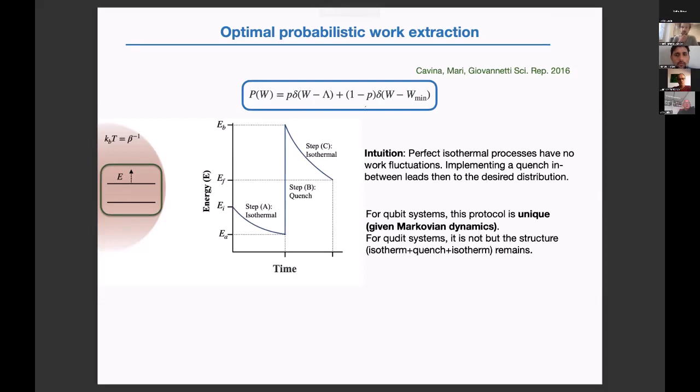And you can argue also that this protocol is unique, at least for a qubit system, and if you have some Markovian dynamics, and otherwise that this structure is also preserved for more general systems. Okay. Now, of course, the limitation, as with the standard second law, is that to do a perfect isotherm, you would need infinite time. So, of course, this in practice is not possible.